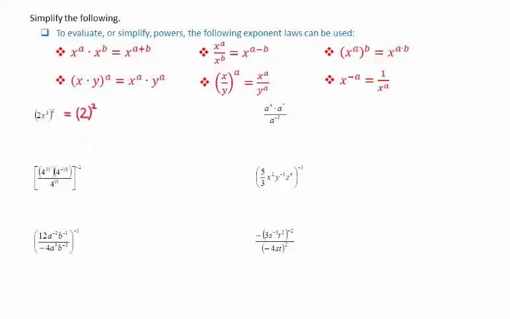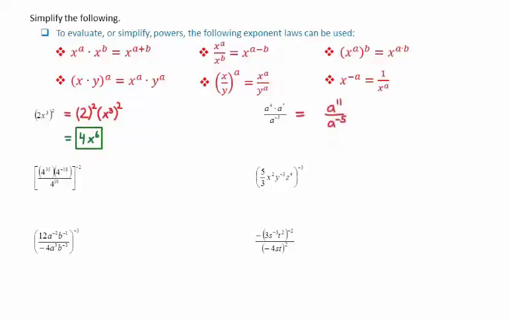For the first question, 2x cubed raised to the 2. Note that both the 2 and the x cubed have to be squared. This gives us 2 squared, which is 4, and x cubed squared, which, using the power law, gives x to the 6. Notice we had to multiply 3 times 2.